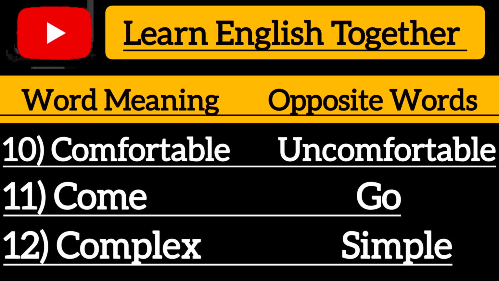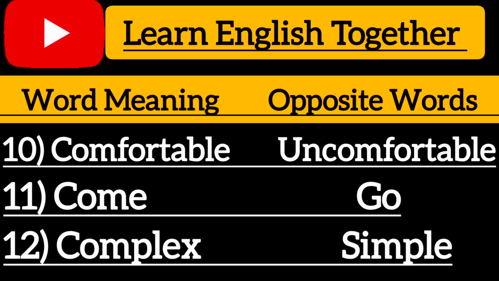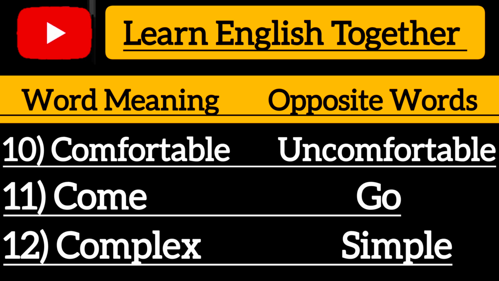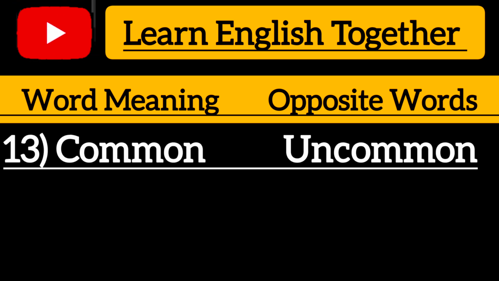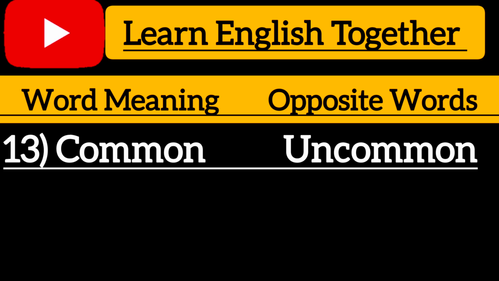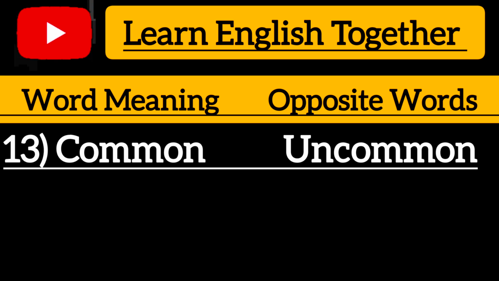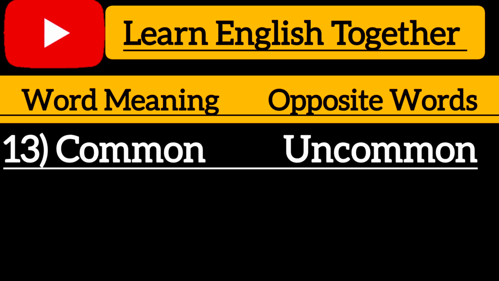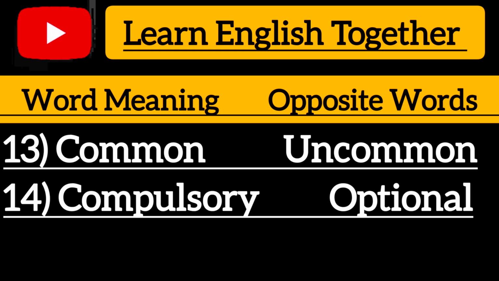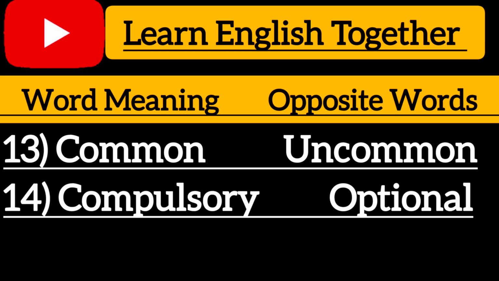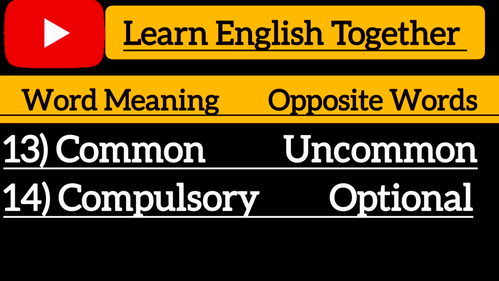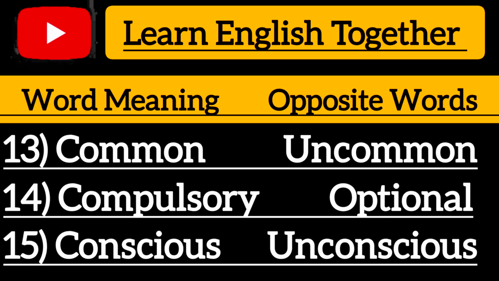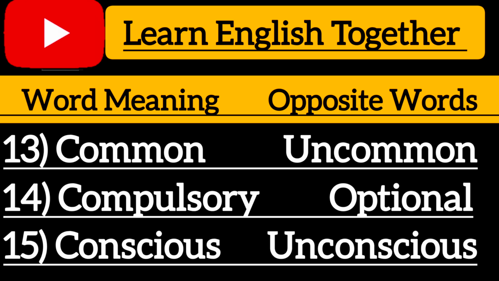Number 12, complex. Opposite word is simple. Number 13, common. Opposite word is uncommon. Number 14, compulsory. Opposite word is optional. Number 15, conscious. Opposite word is unconscious.